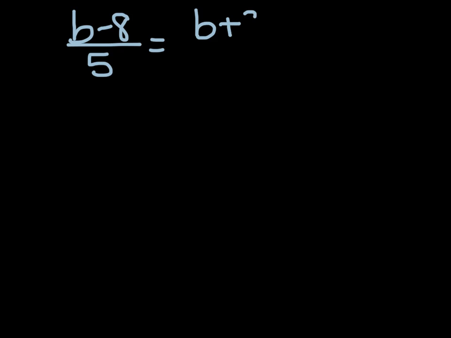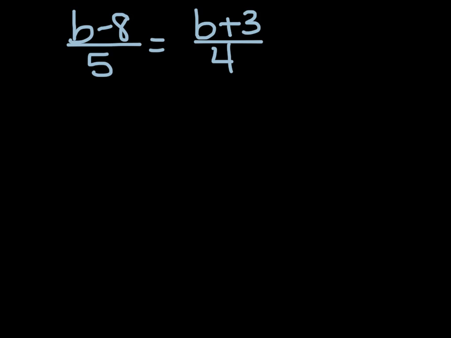All right, great. Let's try a fun one. You will be able to solve equations that look like this. b minus 8 all over 5 is equal to b plus 3 all over 4.